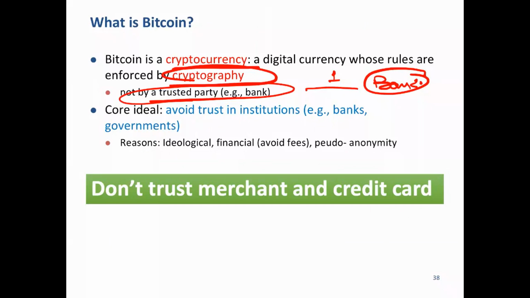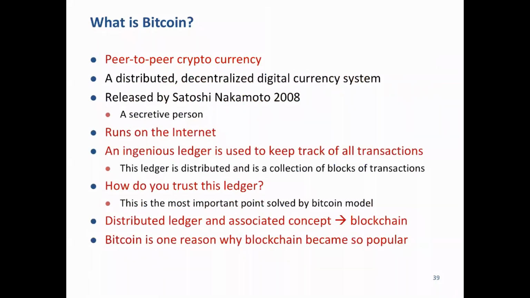Now, there's a plus point. The plus is that you can do any kind of transaction you want, anywhere in the world, with anyone who accepts cryptocurrency. The negative side of all that is that cyber criminals and all the bad people in the underworld can do transactions without the government tracking it. Okay. The core idea here is to avoid trust in institutions, banks or governments. Okay. And don't trust merchants and credit cards.